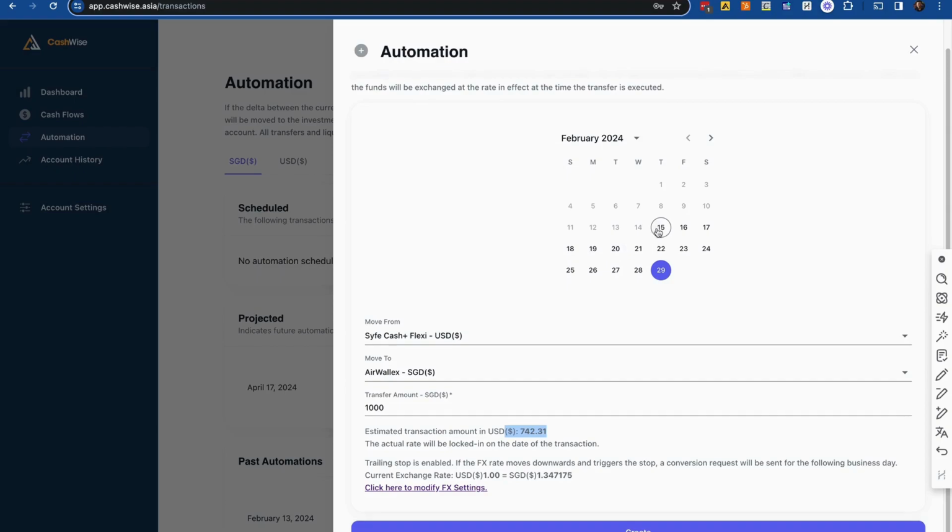So for example, if it drops below the trigger on the 19th, the system will automatically trigger the conversion the next business day. The good thing here is that as soon as the conversion is completed, it will automatically move into an investment as well, so that your money is always continuously working.